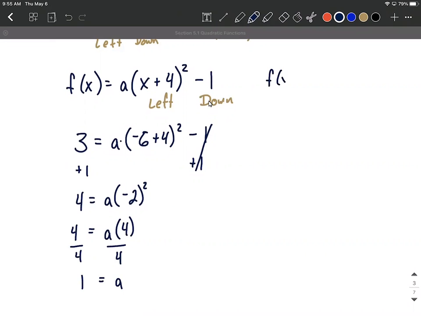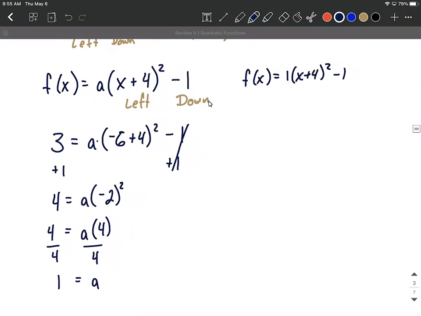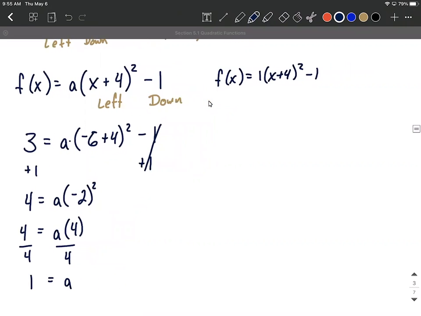Plugging that back in, we're going to have f of x. Substituting the a equals 1 back up here, we have 1 multiplied by the quantity x plus 4, squared, minus 1. We were asked to find this in general form. So general form, if you'll recall, is the expanded out version. So to get there, I'm going to think 2 copies of x plus 4 and then multiply this out.